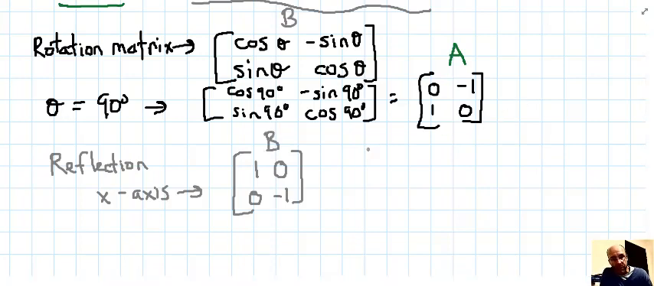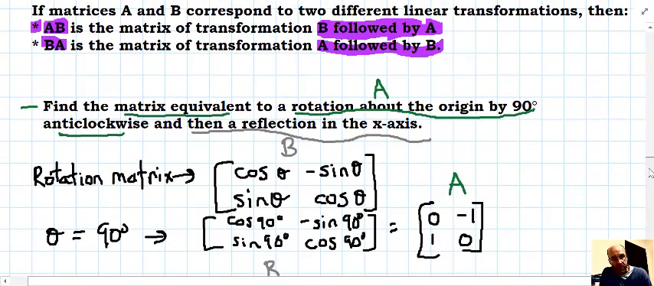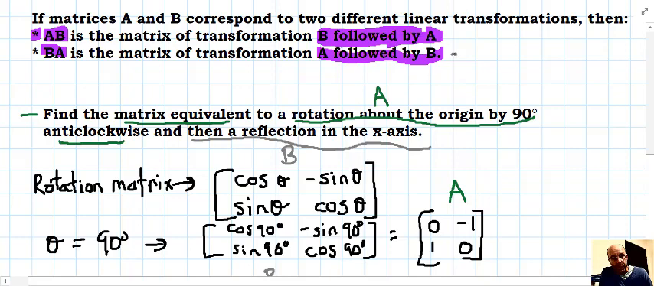And the order is important because in general, remember, matrices are not commutative for multiplication. Even if they're conformable, it doesn't mean that A times B equals B times A. In general, it's not the case. And in this case, it's very true. We have to get the order right. And remember, we established just before that if we have A followed by B, we need to go B times A. Or if it's B followed by A, we need to go A times B.